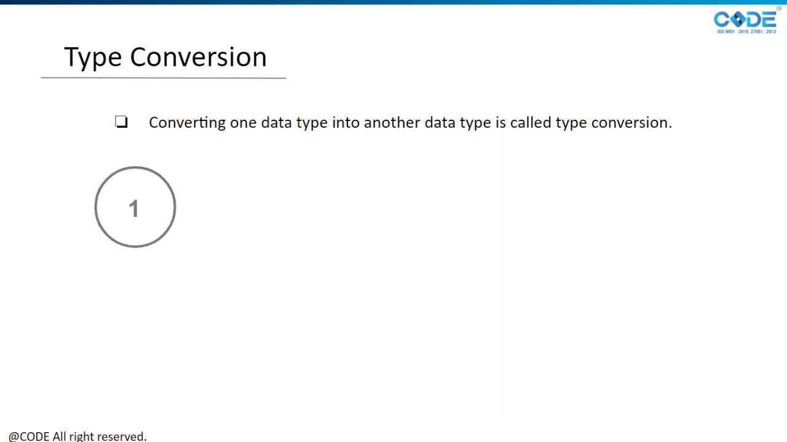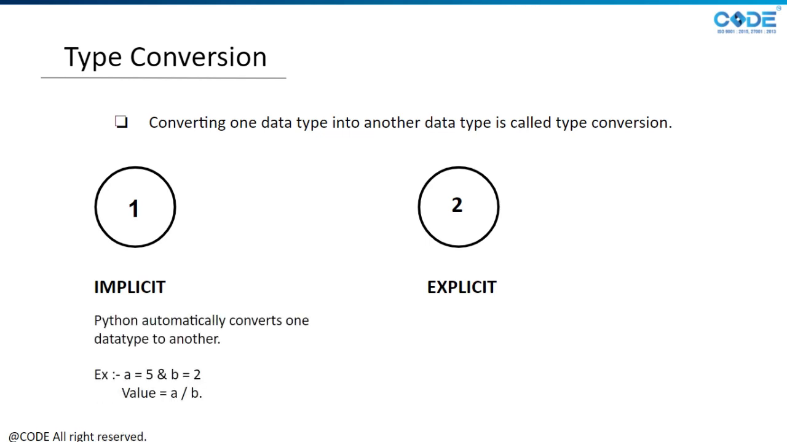Now, there are two types of type conversion. The first one is implicit and the second one is explicit. Let's understand implicit first. As it is written, Python automatically converts one data type to another. To better understand, let's move with an example. Here it is written a equals 5 and b equals 2. Then there is a value variable which gives the output as a divided by b. When a is divided by b, it will provide us a float value, which is 2.5.